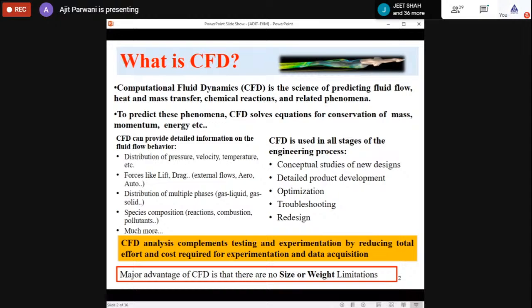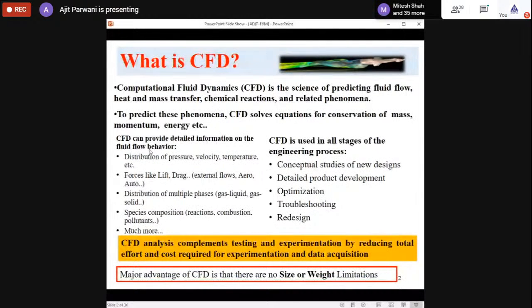So, what is computational fluid dynamics? It is the science of predicting fluid flow, heat and mass transfer, chemical reaction, and other phenomena. It predicts these parameters by solving the equations for conservation of mass, energy, and momentum. It is very well known to all of you what CFD is, so I will not go into much detail.